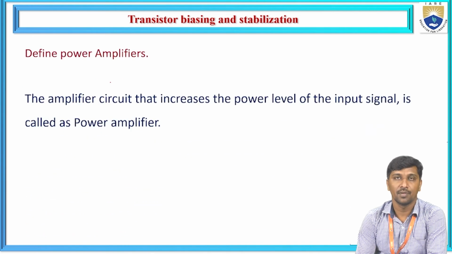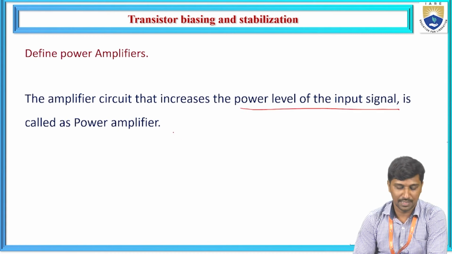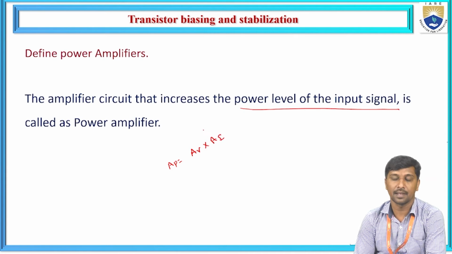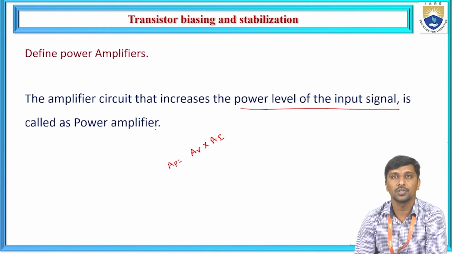Now define power amplifiers. The amplifier circuit that increases the power level of the input signal is called the power amplifier. We already discussed the gain of the power. AP is defined as the overall voltage gain multiplied by the overall current gain. That is the reason it increases the power level of the input signal. This type of amplifier belongs to power amplifiers.